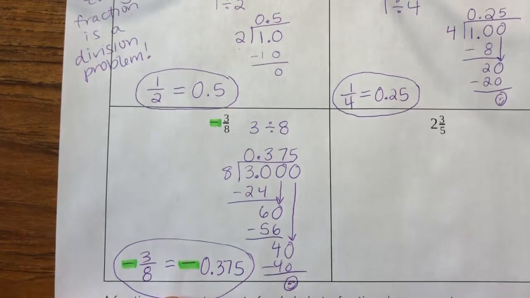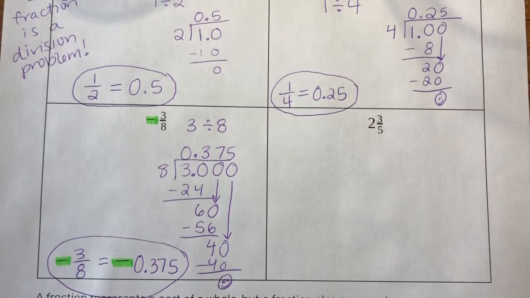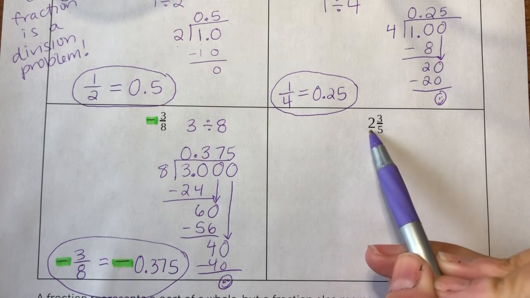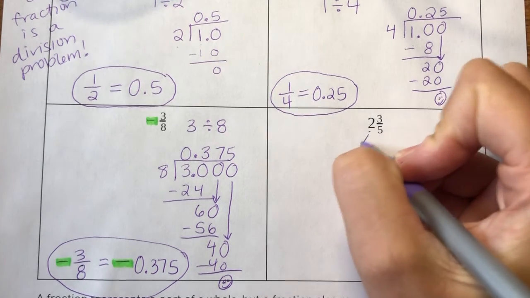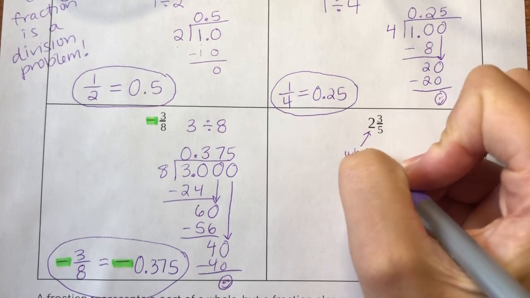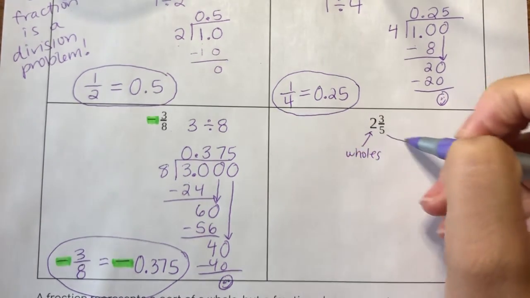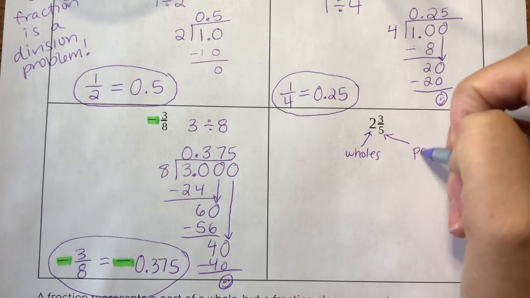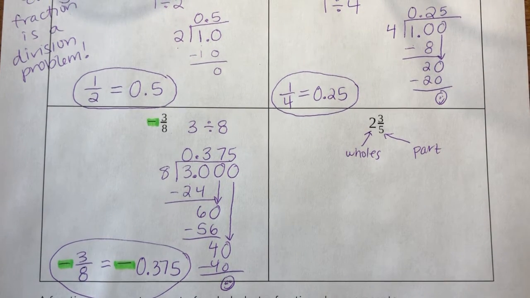One more, mixed numbers. When we're dealing with mixed numbers, I know that I have 2 wholes, and then this fraction here is representing the part that's left. So there, I have 2 wholes, and then I have 3/5 more.